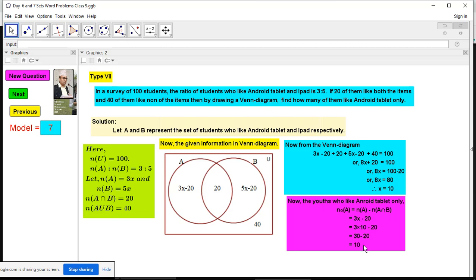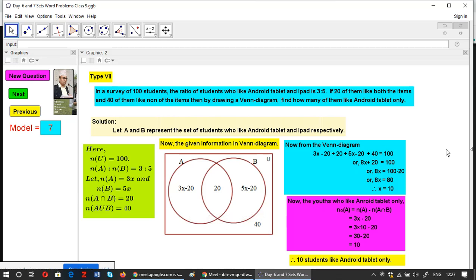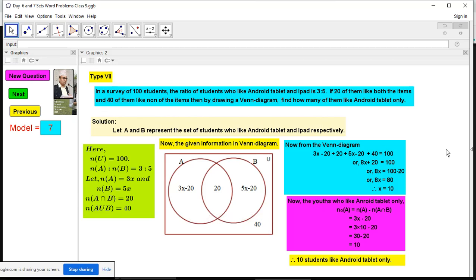That is only A we need to find. So only A is number of A minus number of A intersection B. Number of A is 3x minus 20. X is 10, that's why 30 minus 20. So it becomes 10. I believe it is also not difficult. So 10 students like Android tablets only. So this is the solution.